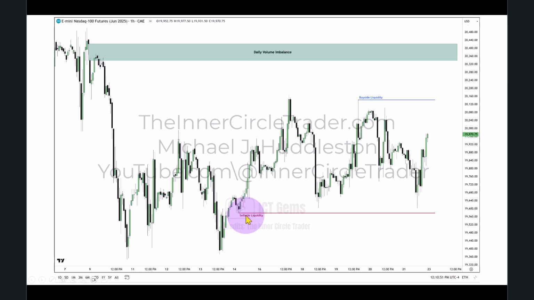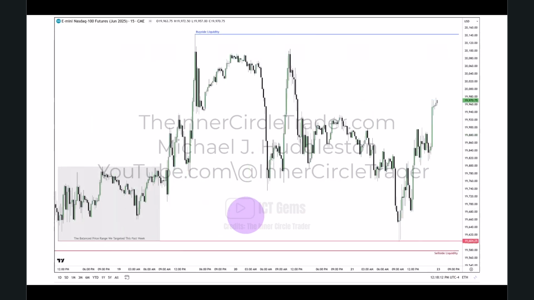I could be wrong. I'm completely content with being wrong. And sometimes you've seen me get my targets hit by price delivery, but the limit order simply not get filled. And that's unfortunately the price you pay when you're trying to be so surgical and precise. So those are my liquidity pools on the hourly chart. I'm going to drop down into a 15-minute time frame. And here is that balanced price range.